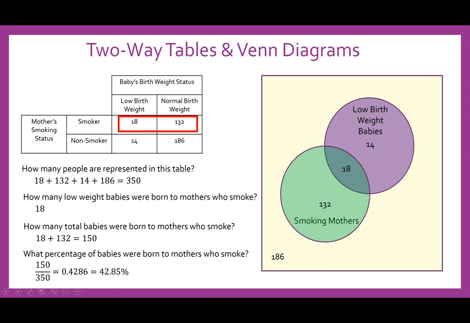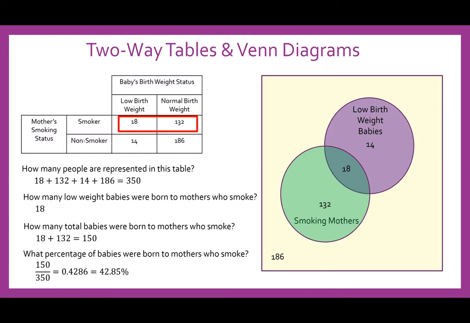So let's look at this diagram. The yellow rectangle represents the universal set, right? It's everything. It's all the babies. The purple circle represents low birth weight and the green circle represents mothers who smoke. And you might be wondering, wait, shouldn't we have four circles? We should have smoking and non-smoking, and low birth weight and normal birth weight.